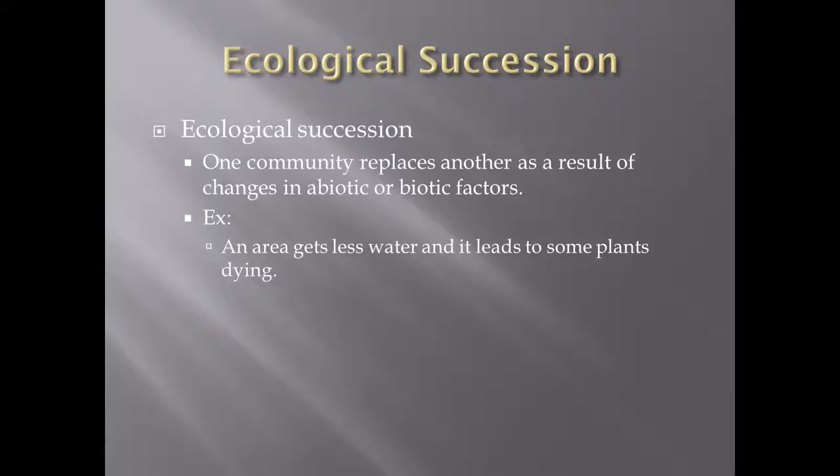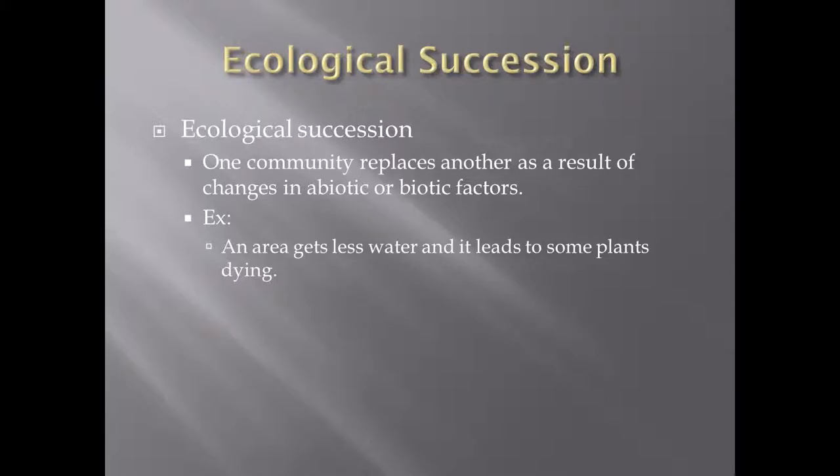Ecological succession. Ecological succession is this idea that one community replaces another as a result of changes in abiotic or biotic factors. And what that means is this: say a flood goes through and wipes out an entire area. You're now back to the very beginning. All you have there is dirt. Ecological succession states that the organisms will eventually return back to the area, and they'll do so in a predictable way. But it also happens at some other points too.